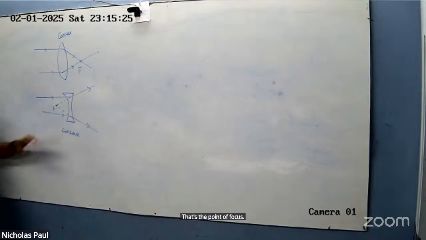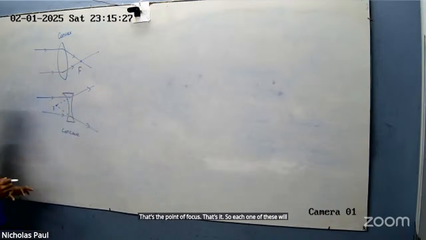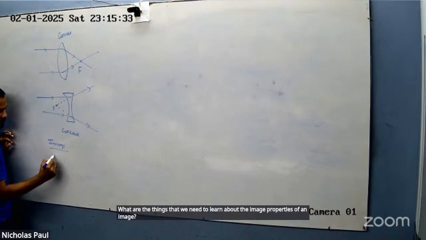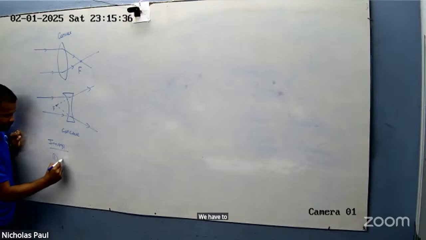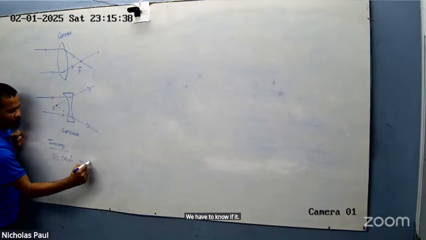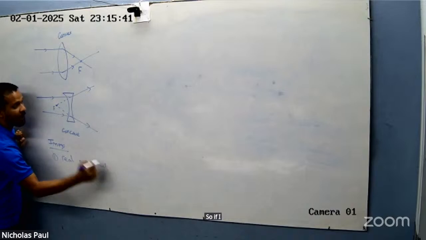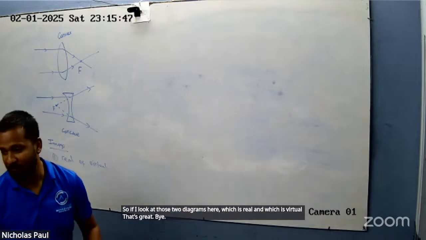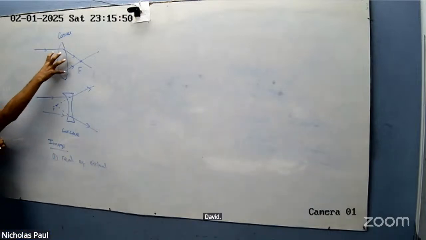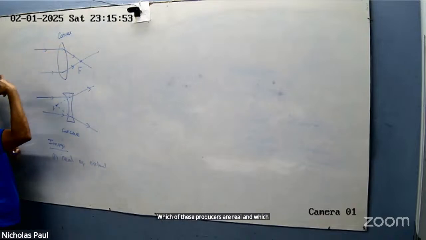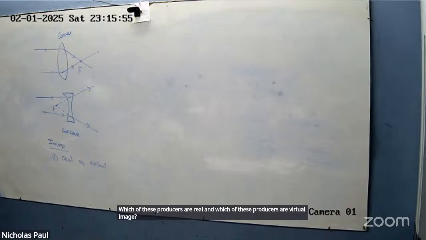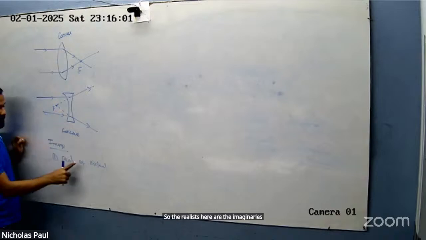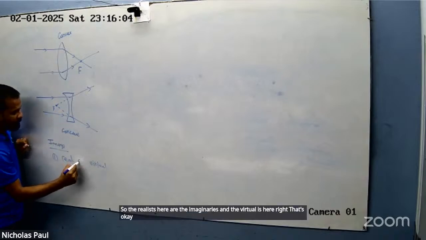That's okay? So each one of these will produce an image, right? What are the things that we need to learn about the image, the properties of an image? We have to know if it's real or virtual. If I look at those two diagrams here, which is real and which is virtual? Which of these produces a real and which produces a virtual image? So the real is here and the virtual is here, right? That's okay? All right, nice.